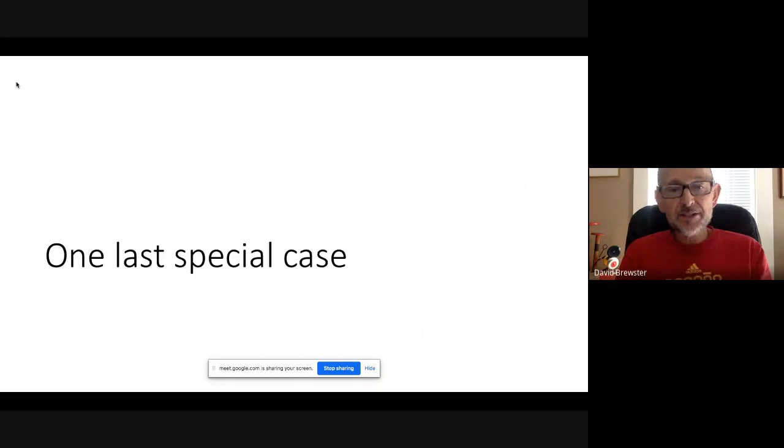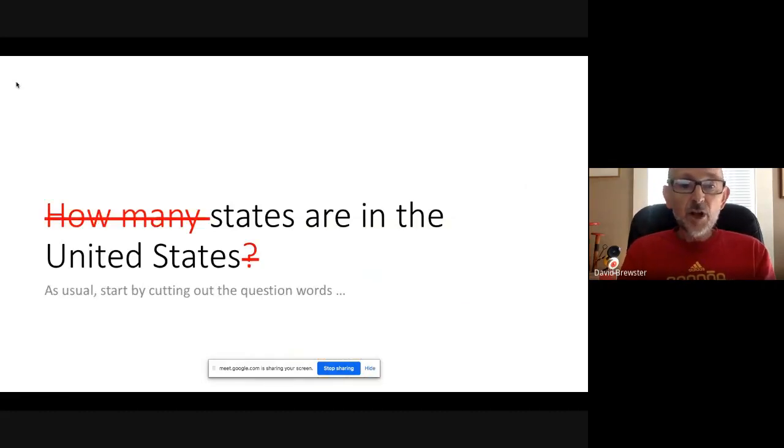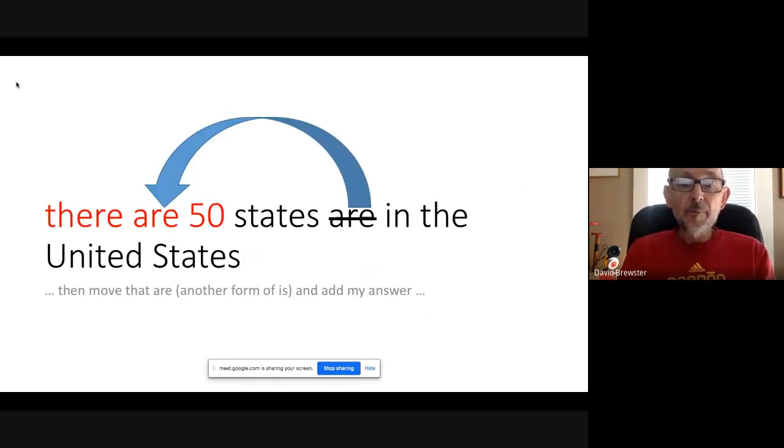So let's look at one last special case. How many states are in the United States? So again, we did this in class, and hopefully people came up with the correct answer, which is not 5. It is not 500. It is 50. So we get rid of the how many and the question mark, cut out the question words and the question mark. Then I have to move that R, right? So I took it out of the core and I moved it into the part that I added. So there are 50 states in the United States.